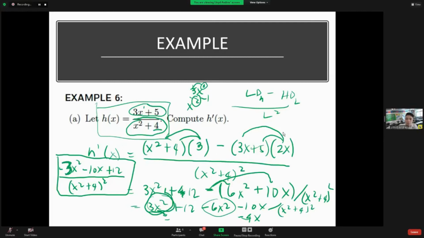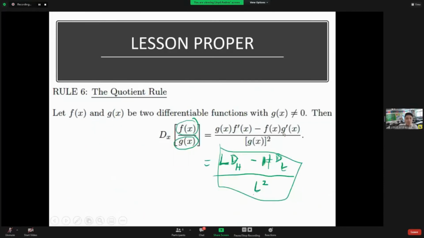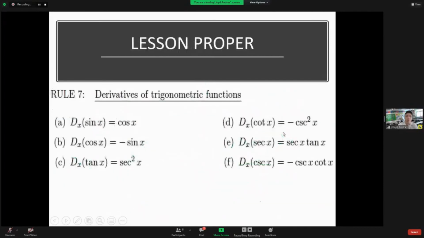Did you notice any mistake in the process? Okay. Silence means none. Sige. So, thank you for the correction. That's how to apply the quotient rule. So, which rule number are we at? 6. Let's proceed to rule number 7.